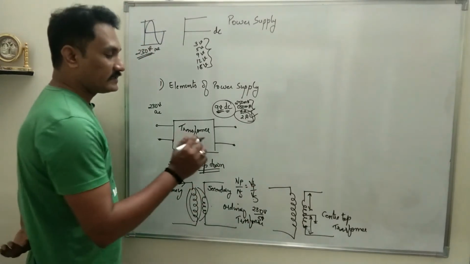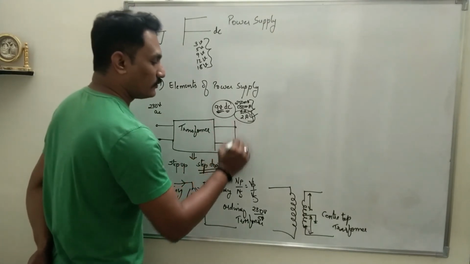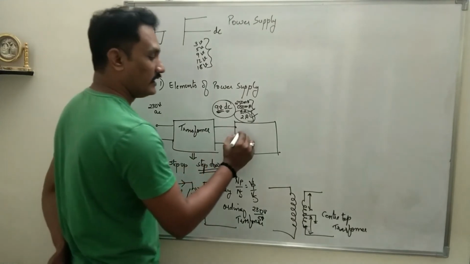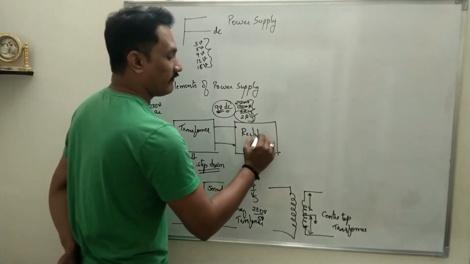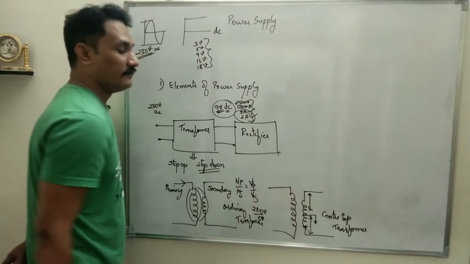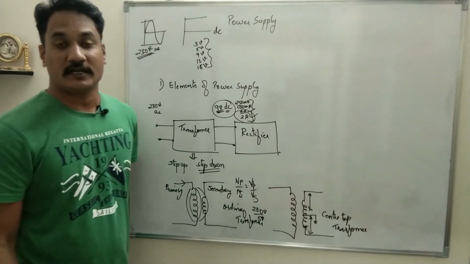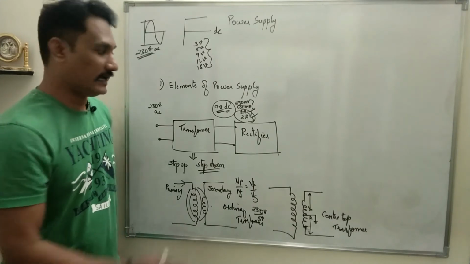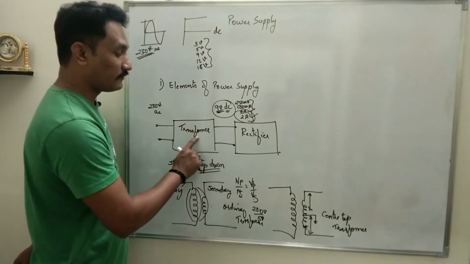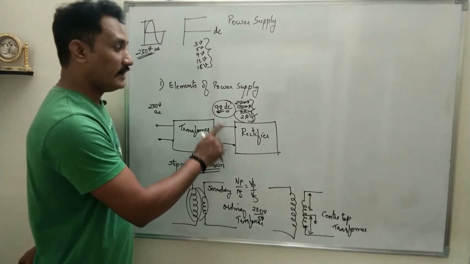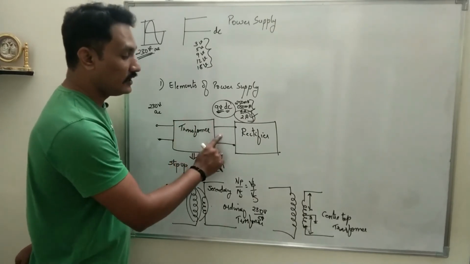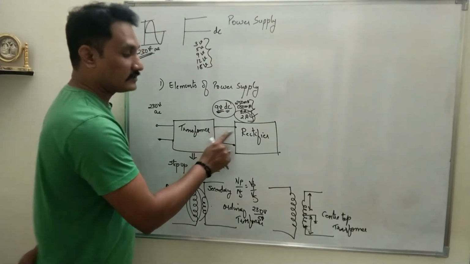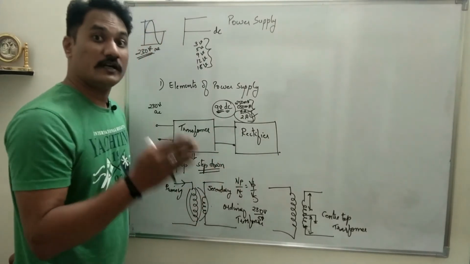Okay, so next, the next block or element of the power supply is the rectifier. When I taught you the digital multimeter, I told you there was a block called the rectifier which converts AC into DC. The transformer doesn't convert AC into DC. It converts high AC voltage into low AC voltage or high AC current into low AC current. The next step is to rectify, that means convert AC into DC.